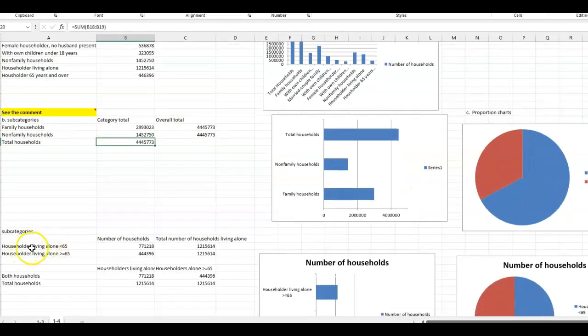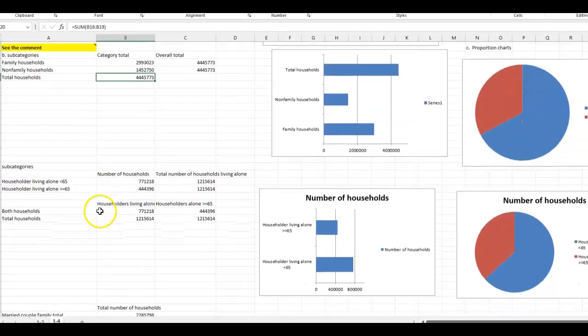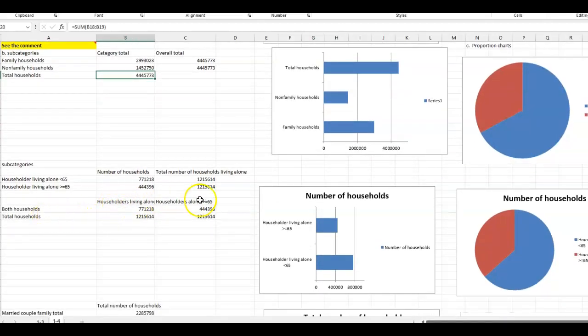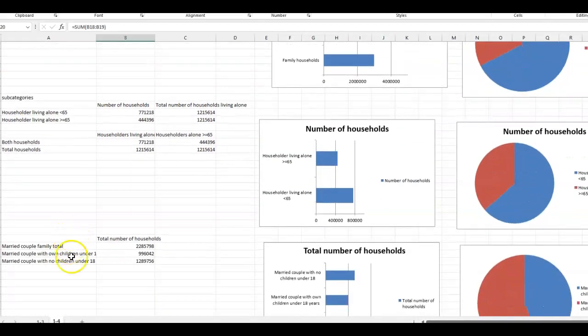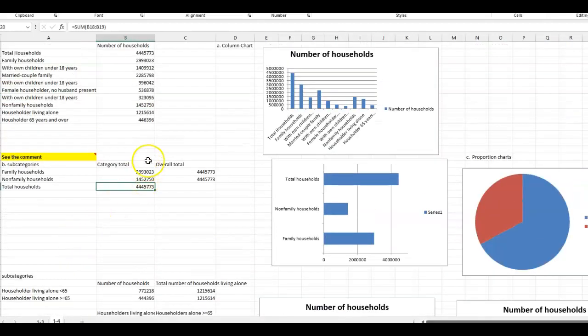Same thing with here. Householders living alone, under 65 and over 65. So if you break them out into mini tables underneath the data, then it's easy to create a pie chart. Householders living alone, and then here is total households. Total married couple, children under 18. So that's what you're going to create for question 4.